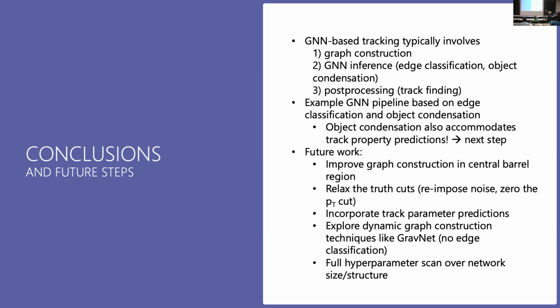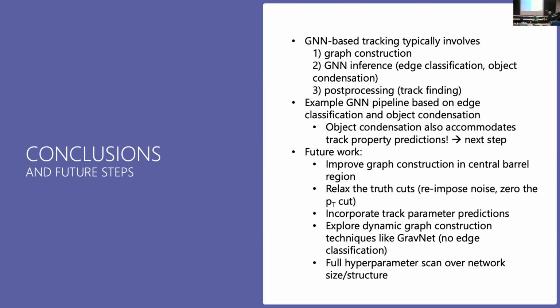So in this case, you might try track parameters, where essentially you append another multi-layer perceptron onto your network, and it learns to predict the track parameters from the condensation point representing each track. So that's one future direction we could run in. Of course, improving the graph construction in the central barrel region should boost the performance a bit, and at least help it be more uniform.